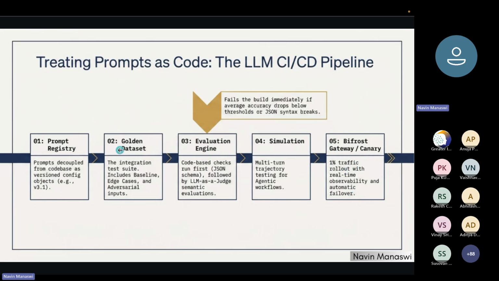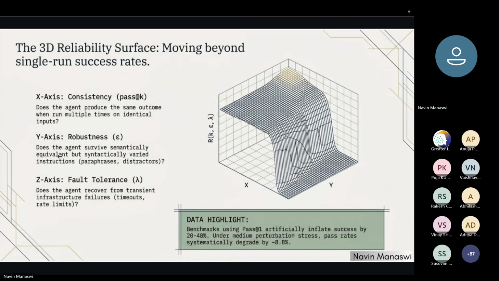So this is a typical CI/CD pipeline for an LLM system. For any LLM system, this is a typical continuous integration, continuous deployment pipeline basically. So prompt registry to the golden data sets to the evaluation engines to the simulations and to the Bifrost gateway, like a canary system and all. This is typical CI/CD for any LLM app.